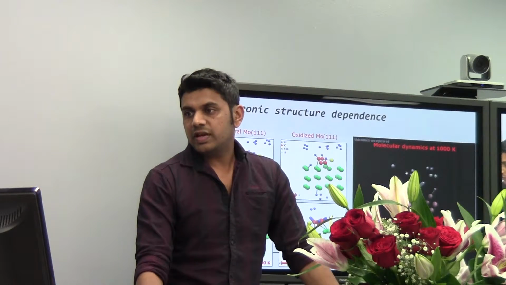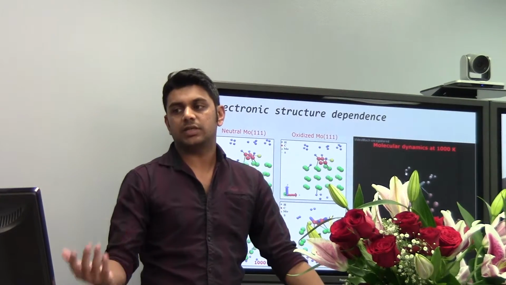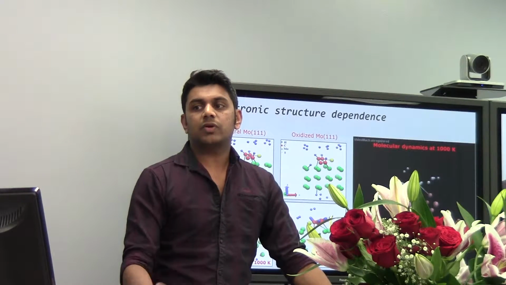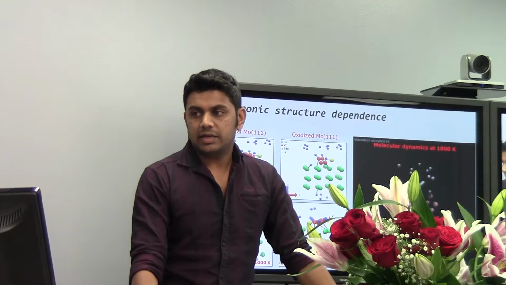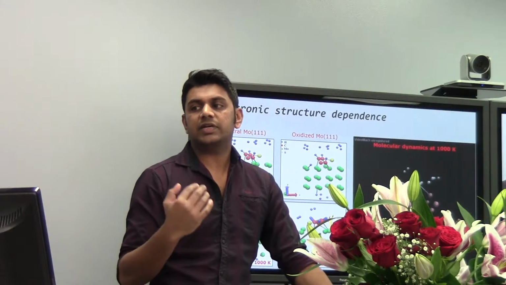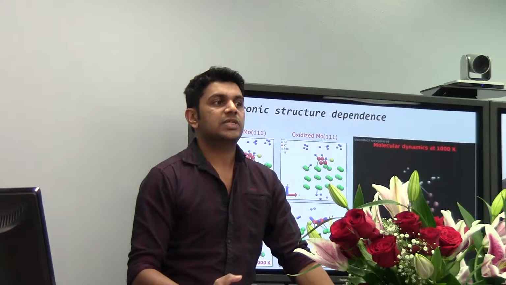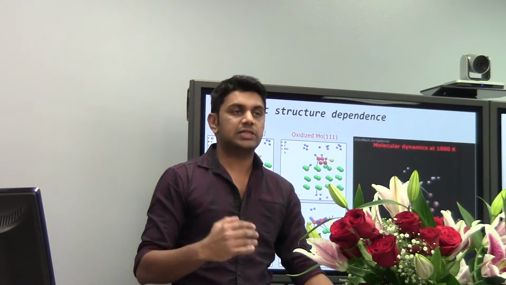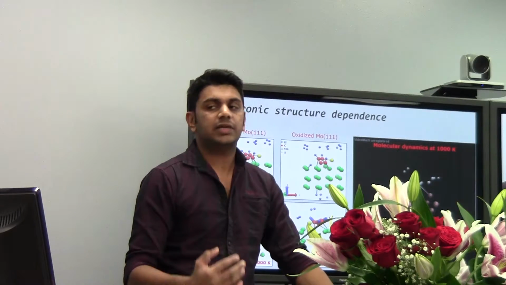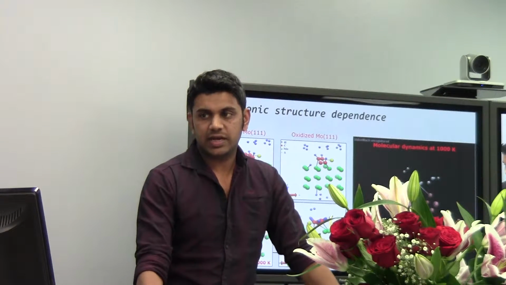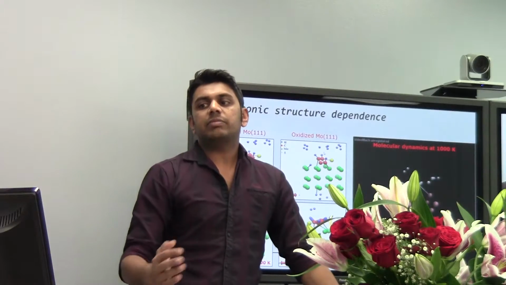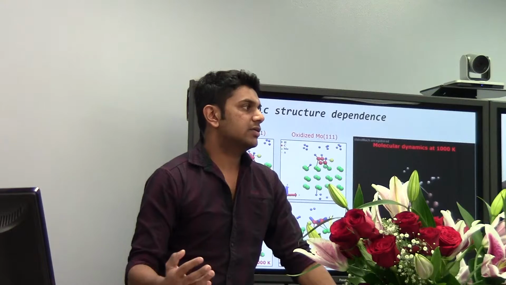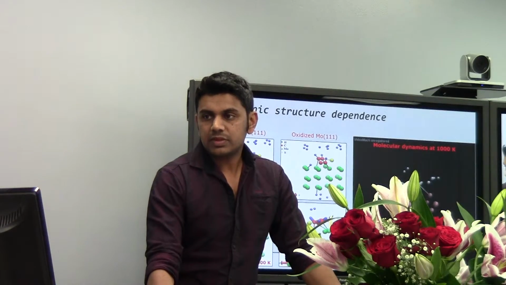So this movie illustrates the dynamics of this thiophene molecule adsorbed on oxidized molybdenum surface, and as you can see, after heating at 1000 Kelvin, these carbon-sulfur bonds are instantaneously dissociated. That means these oxidized molybdenum surfaces can be used as catalyst for hydrodesulfurization reaction.